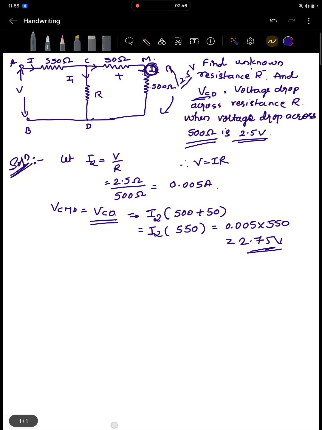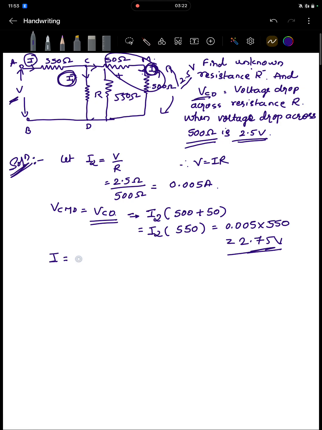Now we don't know what is I and what is I1 here. So what we calculate first here is I. Why? Because we calculated these resistances. This resistance will be connected here, and the total resistance is 550 ohm, and the voltage across this resistance we got here is 2.75 volt. I1 we cannot calculate until and unless we find out the I and voltage V. Therefore, I am going to calculate I here.